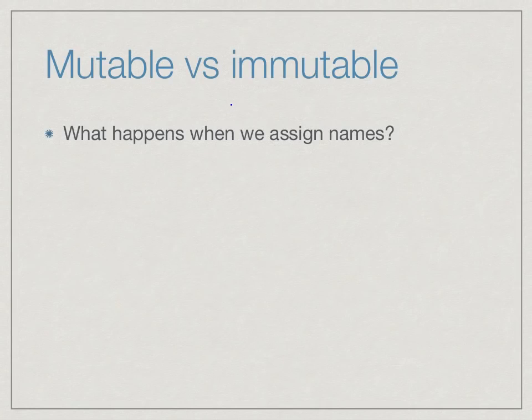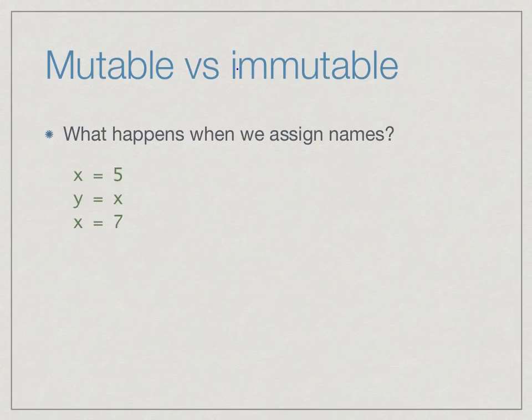It is important to understand the distinction between mutable and immutable values because this plays an important role in assignment, and as we will later see, it also plays a major role in what happens when we pass values to functions as arguments. So let's look at what happens when we assign names. So suppose we go through the following sequence of assignments. So we initially assign the value 5 to the name x. Then we assign the value in the name x to the value y. And then we reassign x to 7. Right? So we started with x being 5. Then we said y is also 5 because y is the value of x. And now we changed x to 7.